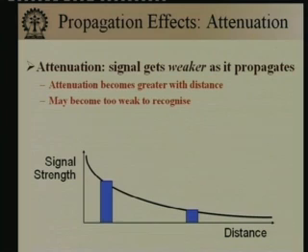The very first one is attenuation. The signal gets weaker as it propagates. Attenuation becomes greater with distance, naturally, and of course, finally the signal may become too weak to recognize. So, the original signal strength is something, but as the distance grows, the signal becomes weaker and weaker. Of course, this kind of weakening depends on the property of the medium. It also depends on the kind of frequency you are using for sending.